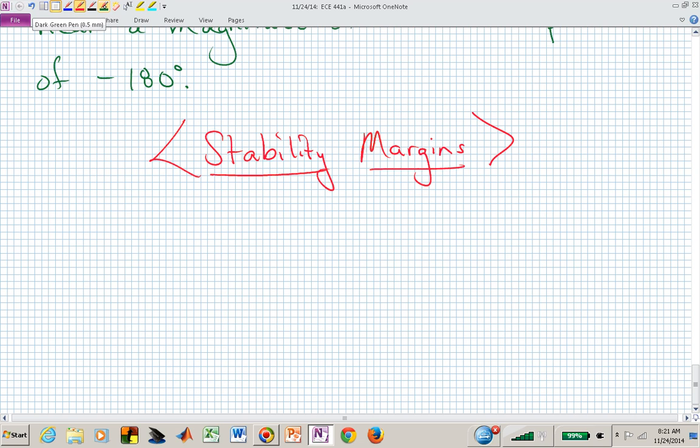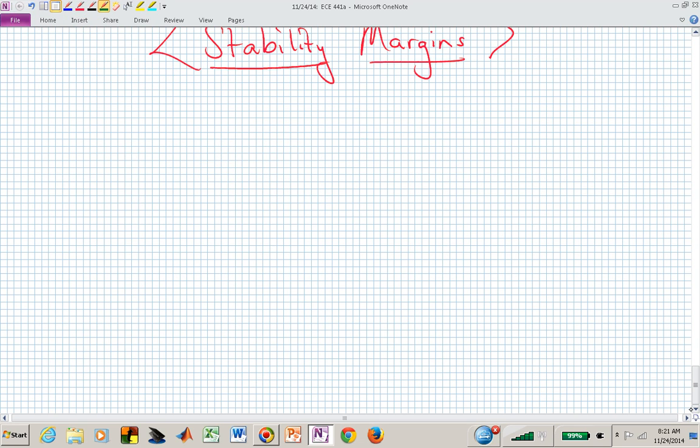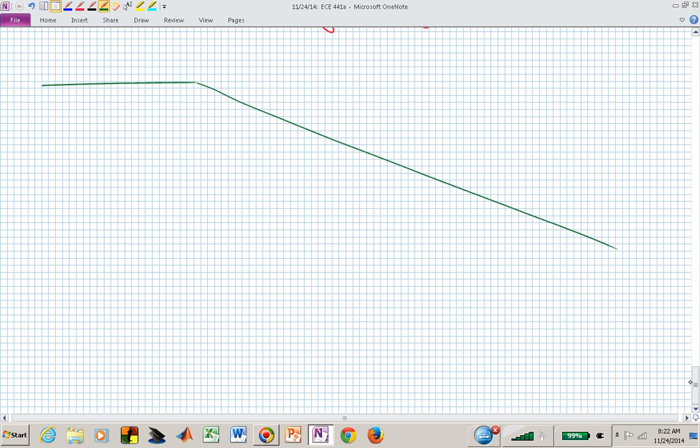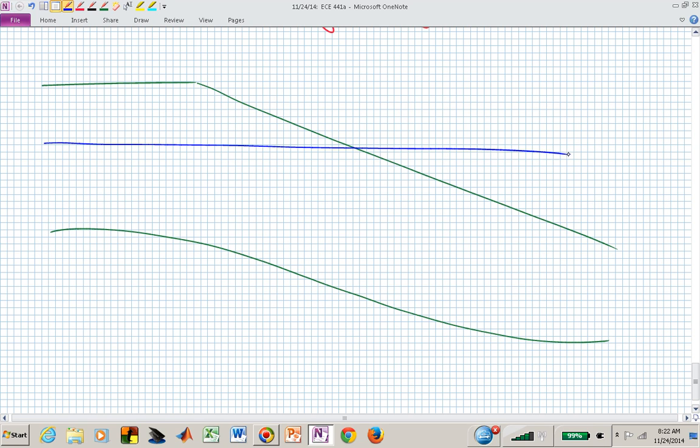Which, if we now sketch those, let me see if I can sketch these. Let's say that's the magnitude, and now let me draw the phase curve. So there's the phase curve. Now let me introduce 0 dB. This is now the G of j omega in dB.